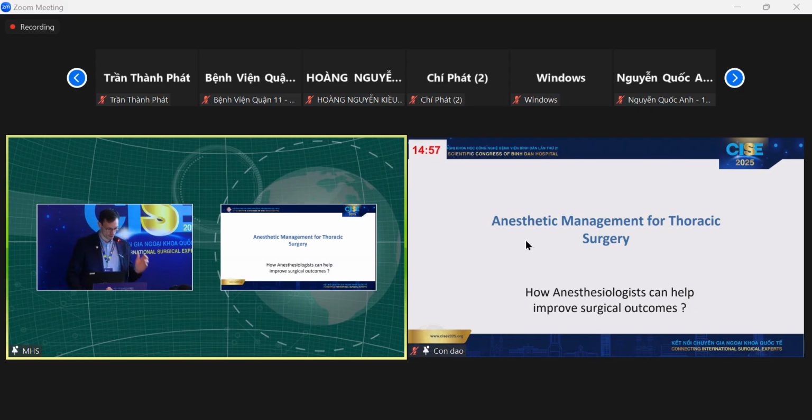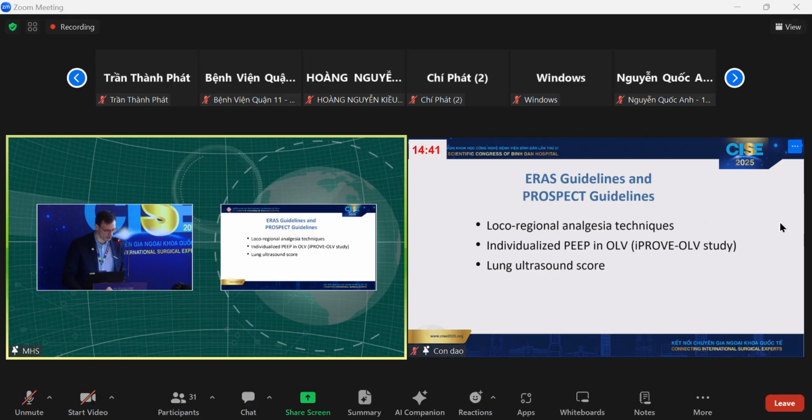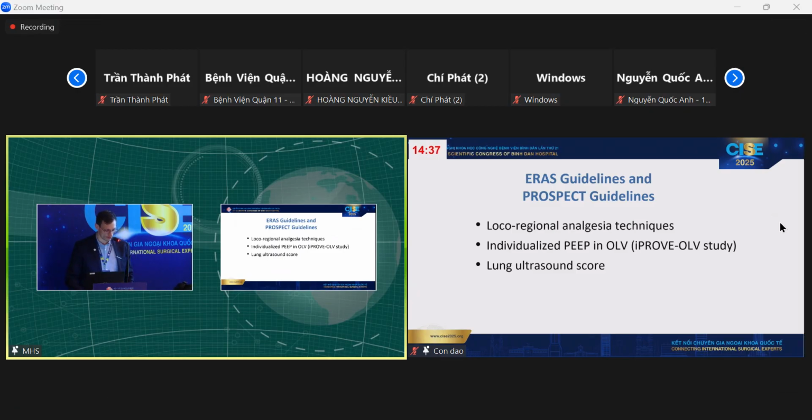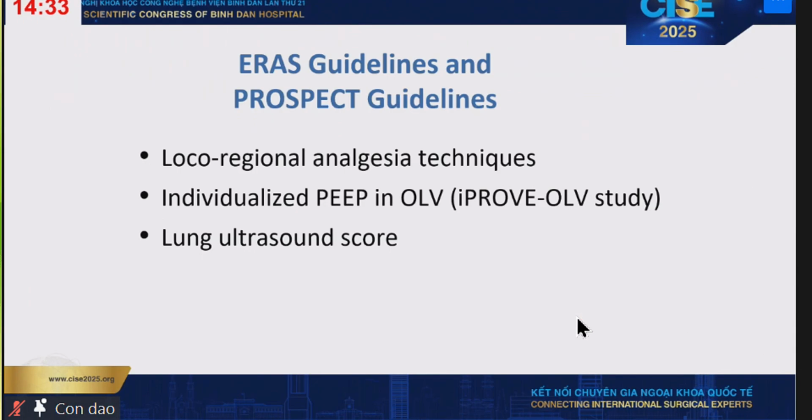In this presentation, we will focus on the various elements controlled by the anesthesiologist that can impact postoperative rehabilitation, such as different local regional analgesia techniques, the individual PEEP in one lung ventilation, and the use of the lung ultrasound score as a predictor for postoperative pulmonary complications.